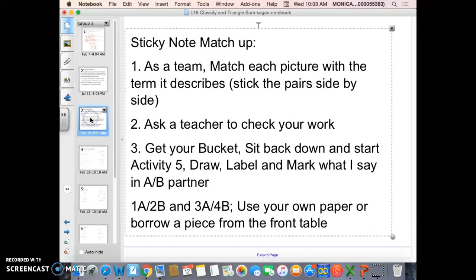The second thing you're going to need to do, this is not in your packet, is a sticky note matchup, and you'll see the sticky notes around my room, on the windows, on the walls. As a follow-up, go ahead and match the picture with the term it describes, and have me check it to make sure that you did it correctly. And then you want to get Activity 5. It's a separate sheet of paper, and it gives some directions. So for example, the first one says, you want to draw, label, and mark a figure described below. Of course, I'm struggling.